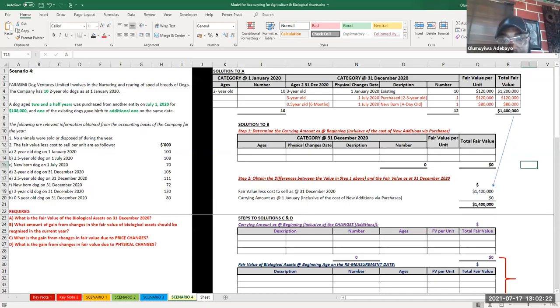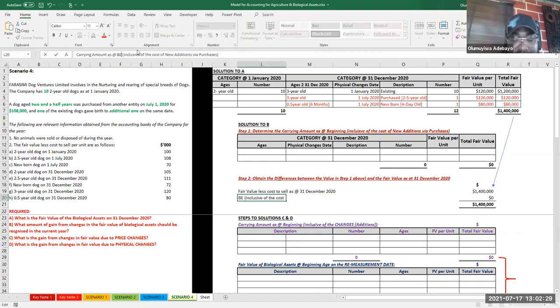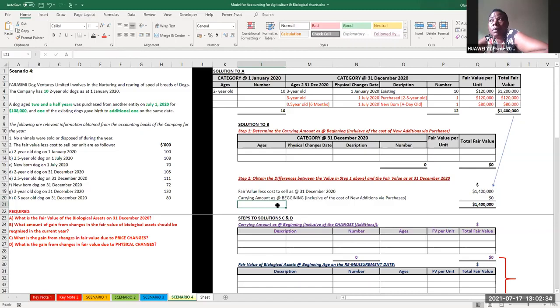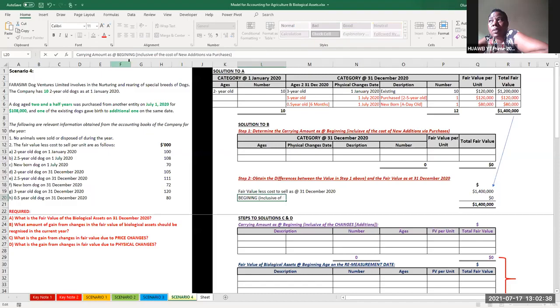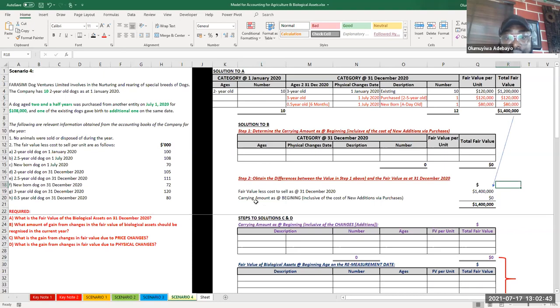The difference between that 1.4 and the carrying amount as at beginning. And what is beginning? I will explain. 1 million. Addition. Okay, now to determine the beginning, I need step 1. Step 1 is that determine the carrying amount as at the beginning. And this beginning is inclusive of the new additions via purchases.